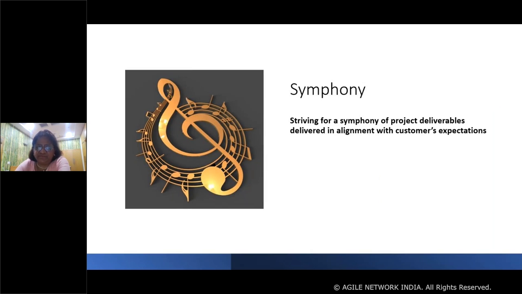We are working towards a symphony of project deliverables and delivering in alignment with the customer expectations. But overall, there is no silver bullet as such. We do get better with time, the more we practice how things are done in Agile. Like the first hiccups that we had, we overcame them. Now we have the next set of challenges, and again we are working towards that.